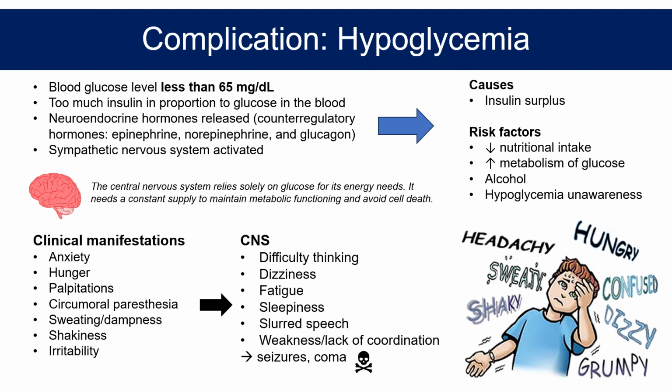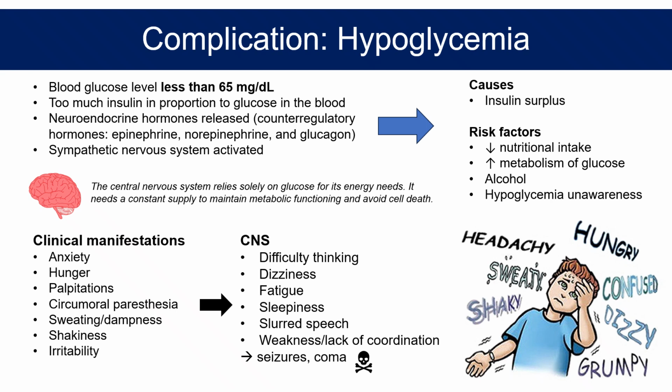One thing to note is that we do have other mechanisms that help to regulate our blood sugar when we go hypoglycemic. So we have these neuroendocrine hormones like epinephrine, norepinephrine, and glucagon, which we talked about before. Our sympathetic nervous system is going to be activated, and we'll talk about what that means in a moment. Okay, so causes of hypoglycemia: too much insulin. Risk factors: decreased nutritional intake, so you just didn't eat enough, increased metabolism of glucose, so maybe you're exercising more than usual, alcohol, and hypoglycemia unawareness.